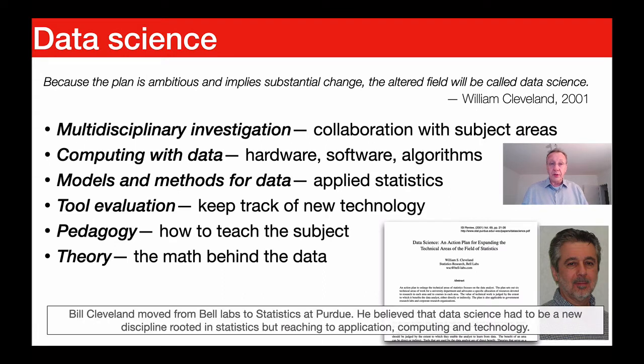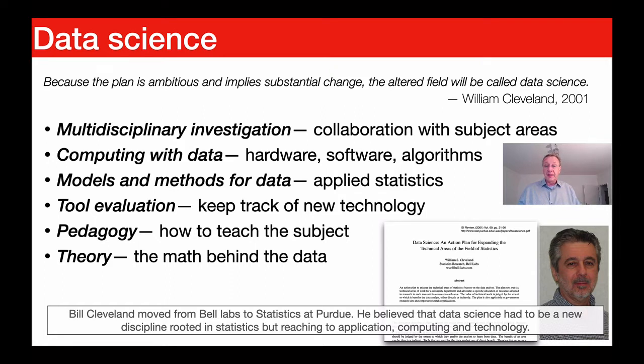The actual term data science, though, was likely coined by my Purdue colleague, Bill Cleveland, who came from Bell Labs and wrote a paper that argued that a new discipline, a new science was needed, one that would be rooted in statistics, for he's a statistician, but would combine computing technology with a very strong focus on applications. And this is probably the best definition we have of what data science is.